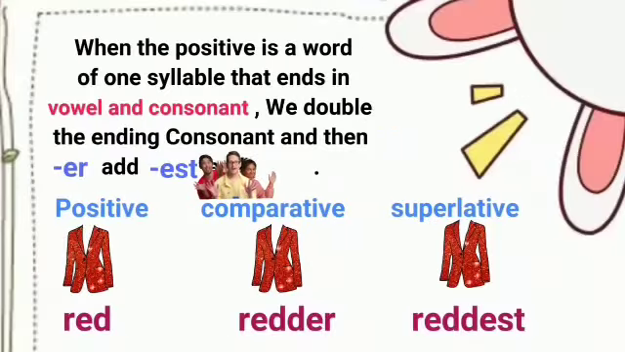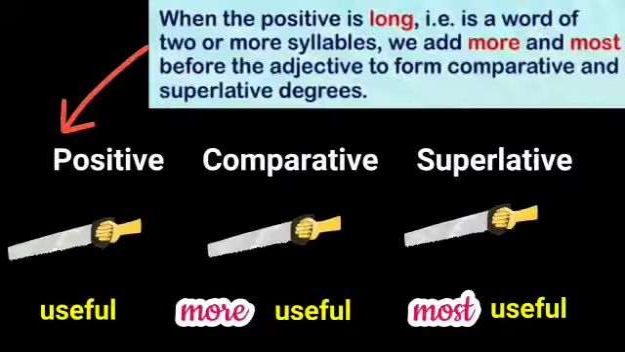Now children, the next one. When the positive is a word of one syllable that ends in a consonant, we double the ending consonant, then in comparative we add er and in superlative we add est. For example, red, redder, reddest. So as you can see, we have doubled the consonant.